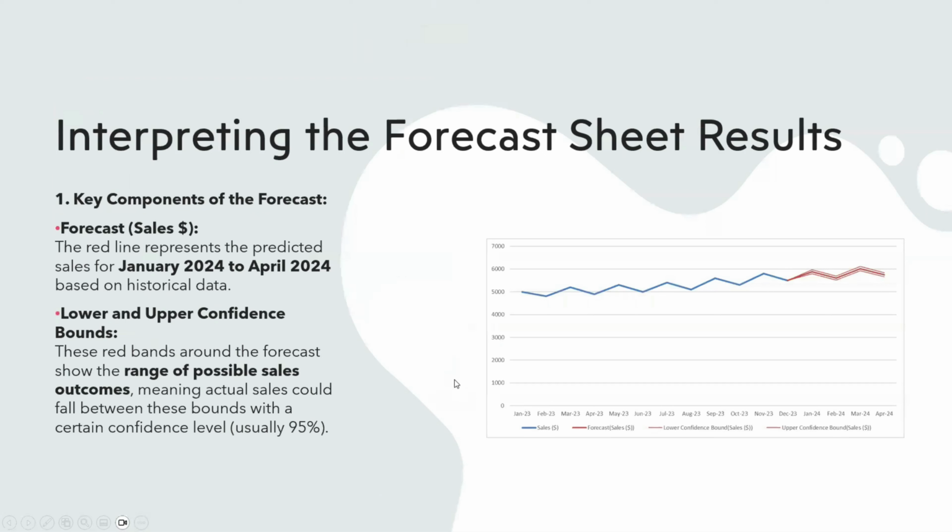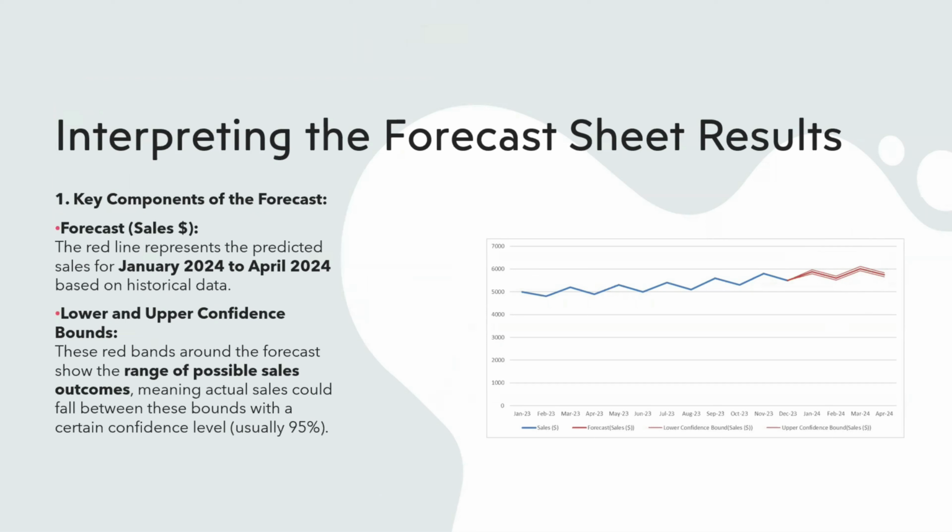Now let's interpret the results we got for the forecast sheet. Key components of the forecast. Forecast sales dollar. The red line, so this red line you see here, the red line represents the predicted sales for January 2024 to April 2024 based on historical data.